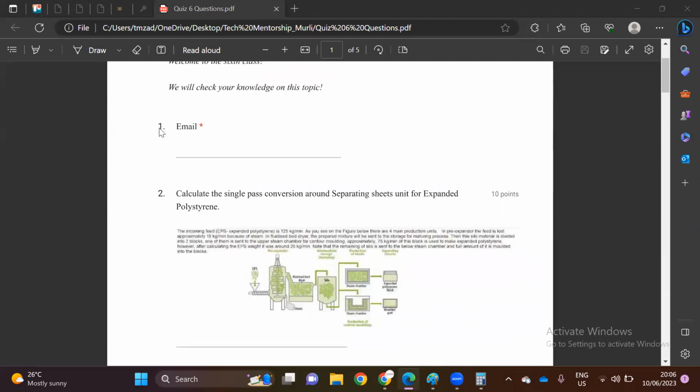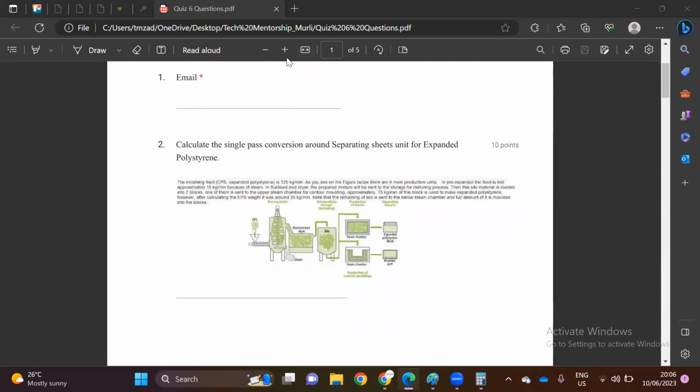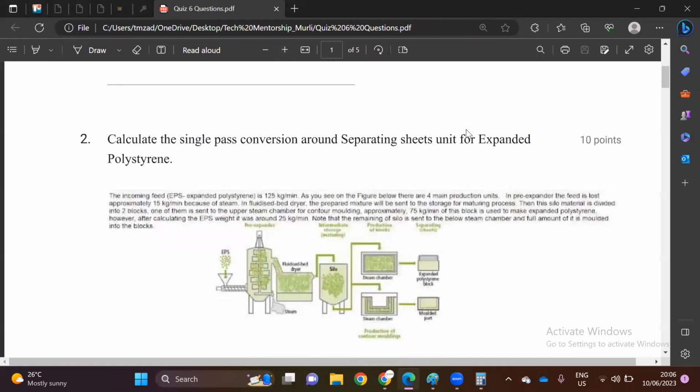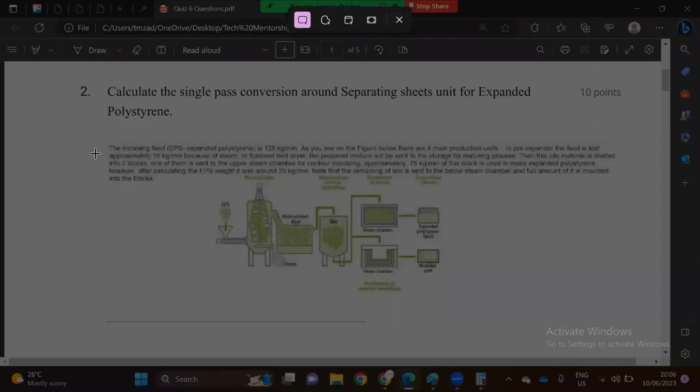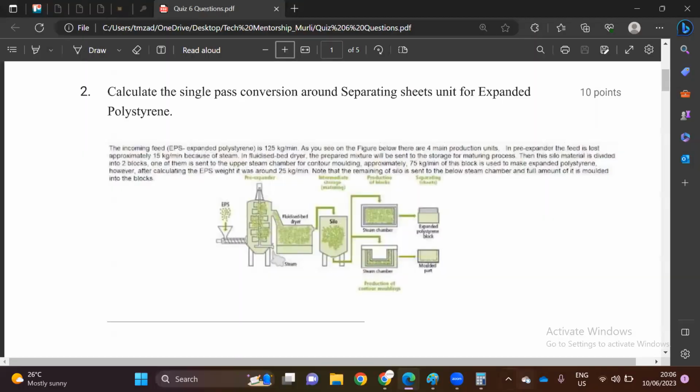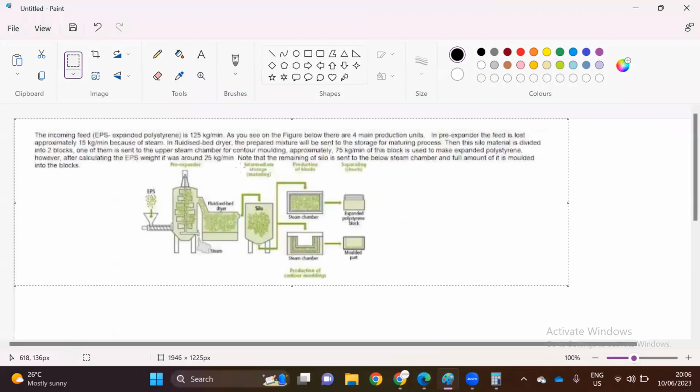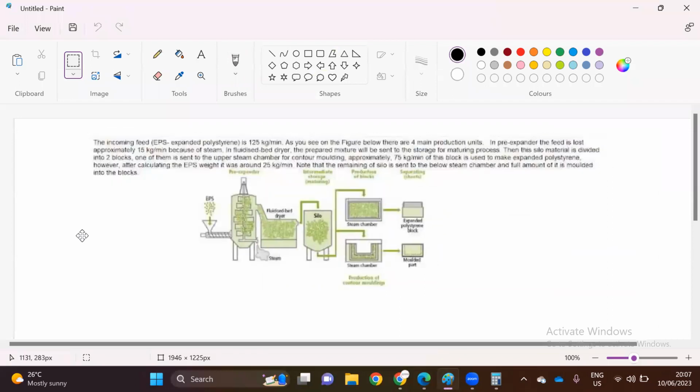The first question is not email. Calculate the single pass conversion around separating sheet unit for expanded polystyrene. So we have some notes here. Let me take a picture. And let's work on the paint together. Okay.